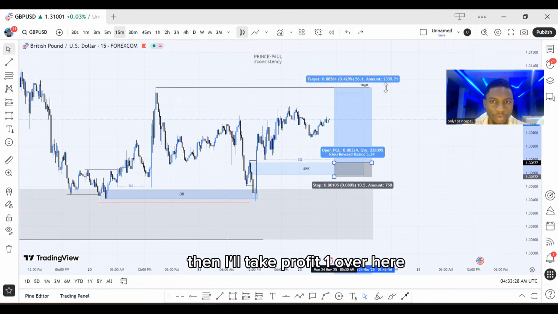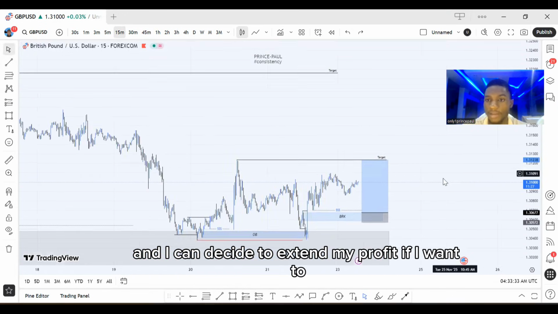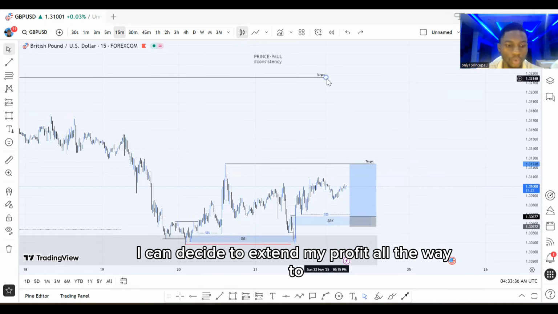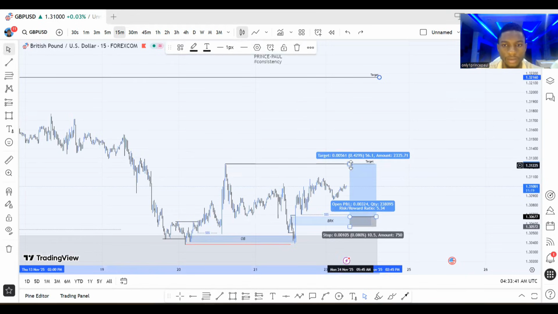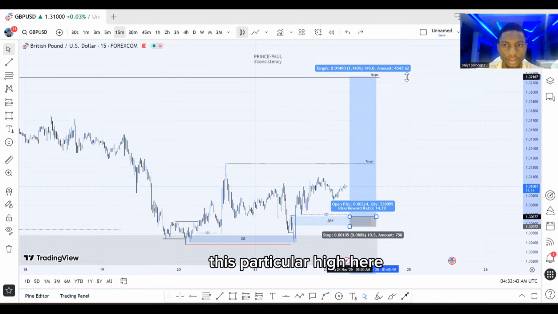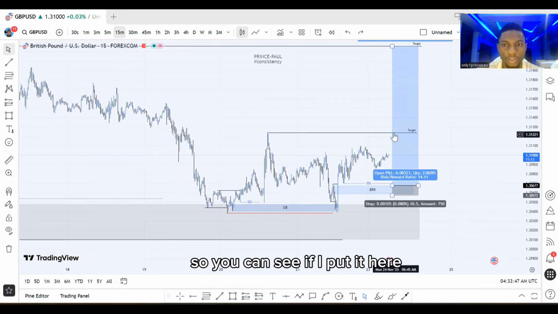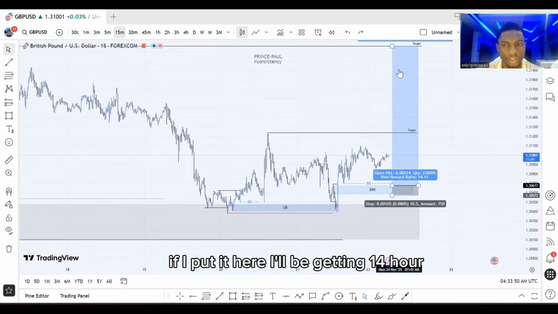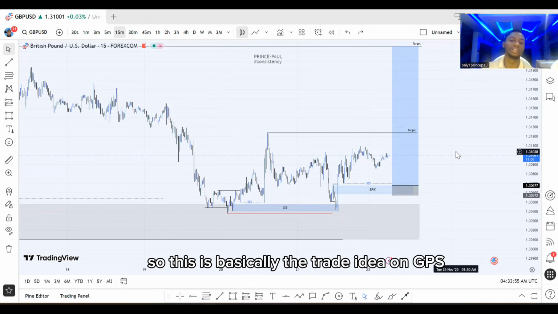Then I'll take profit one over here. Then I can decide to extend my profit if I want to. Can decide to extend my profit all the way to this particular high here. That's going to be my TP2, right? So you can see if I put it here, I'll be getting 5R. If I put it there, I'll be getting 14R. It's all left to me. Do you understand? So this is basically the trade idea of GBP.